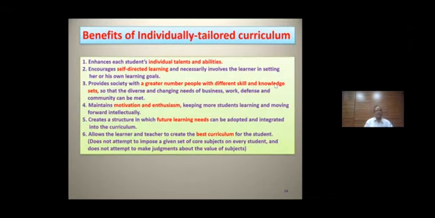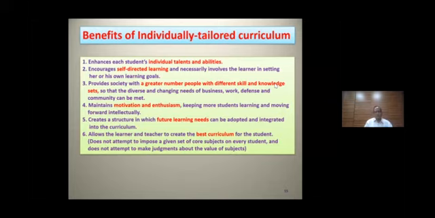Now, benefits of individually tailored curriculum I have indicated here. It enhances the learning ability of the student, it enhances self-directed learning, and it also helps them to acquire different knowledge sets. It motivates the students, and we can develop the best curriculum for a student with the help of the teacher and the subject discipline.